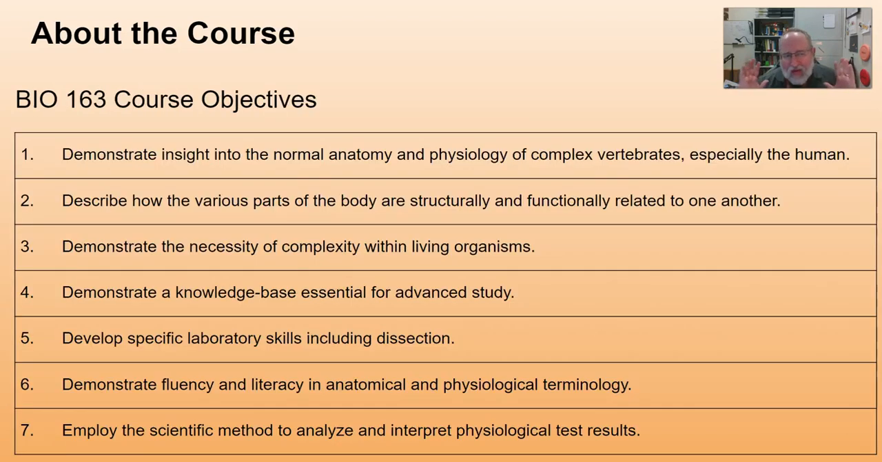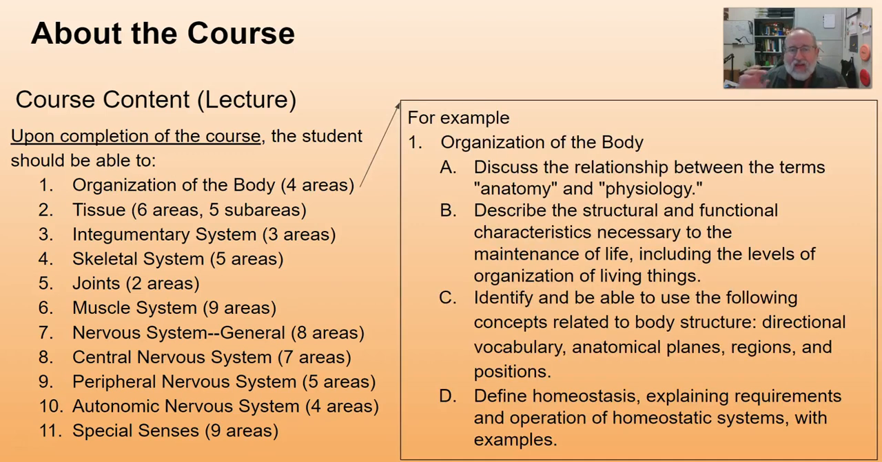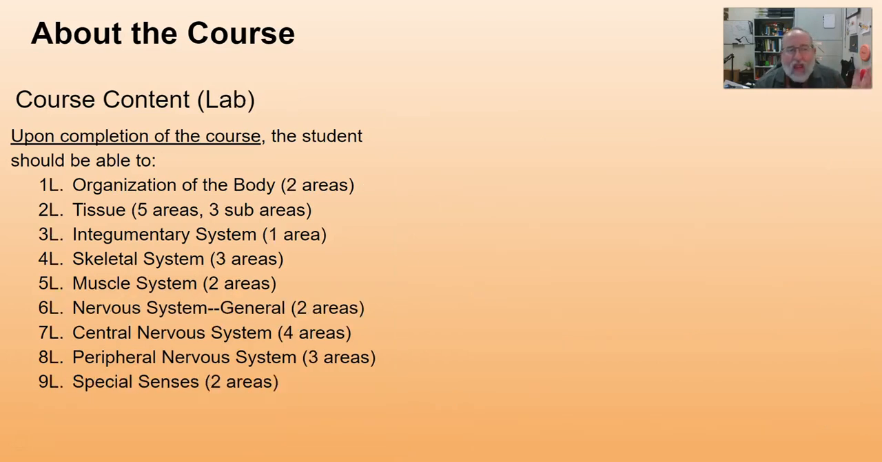So the course has 7 objectives here. So these are all the things that they want you to learn in the course. Now the course content, the lecture, is divided into 11 areas, and there's a whole bunch of subset areas like this too. And for example here, like organization of the body, there's 4 different areas where they kind of want you to be able to do these things, right? Discuss the relationship between the terms anatomy and physiology. That's one thing they want you to be able to do in the class. Right?